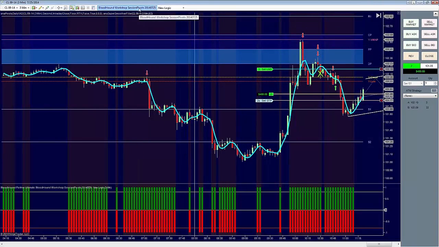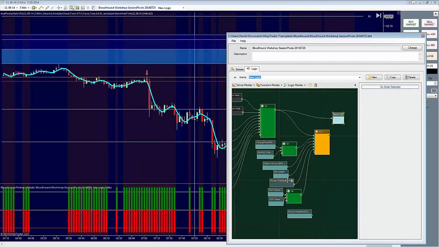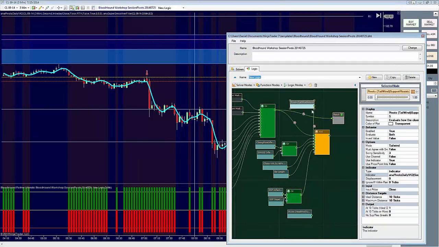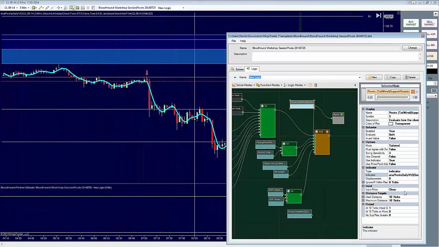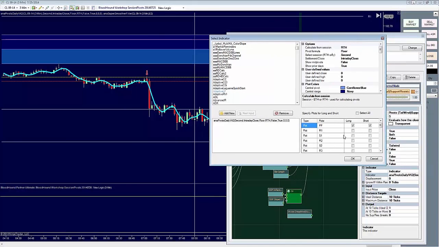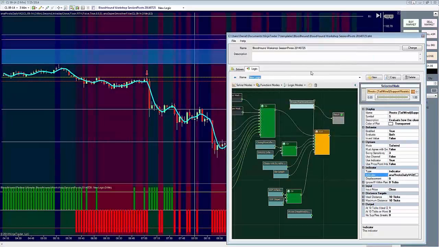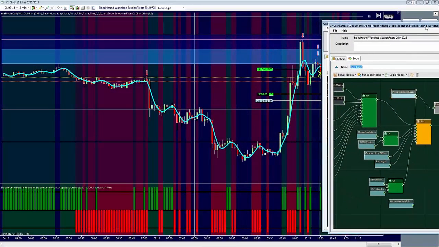Now, if I were to add this solver and select all of those other lines except for this one, let's see the output that we get.